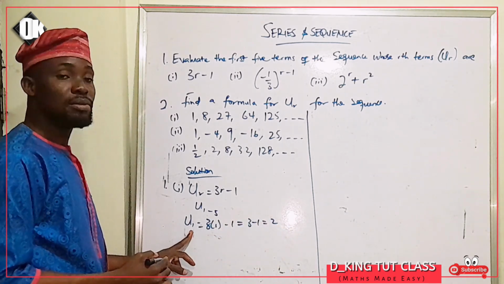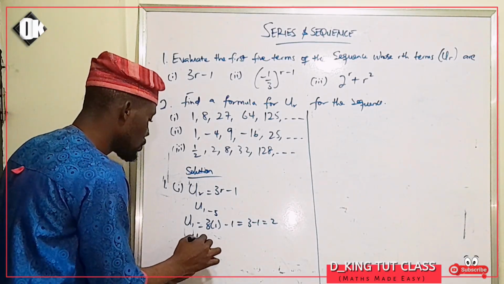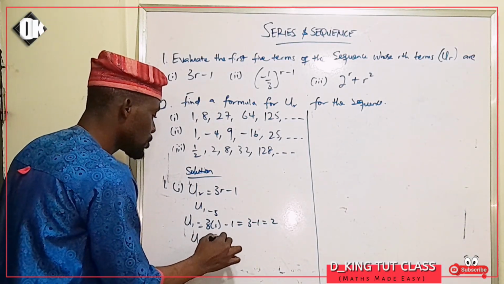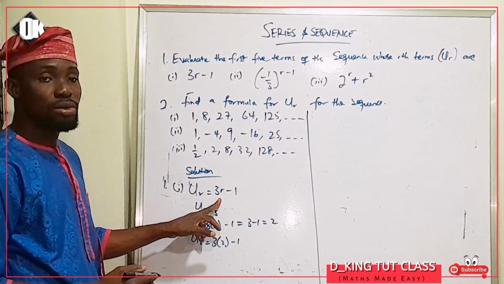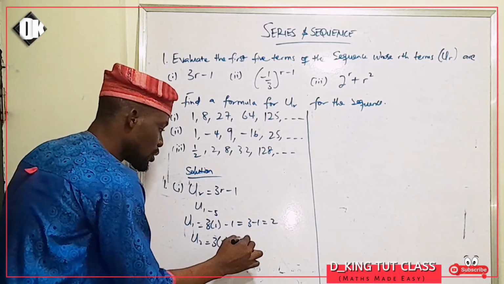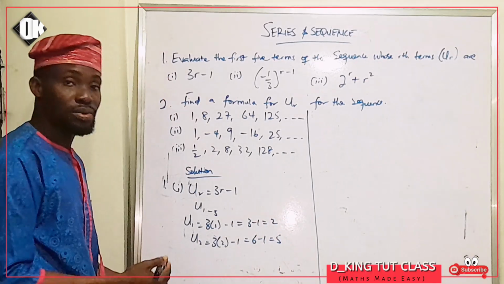So the first term is 2. Now, moving on, U2 becomes 3 times 2 minus 1. I'm still using this formula, Ur, which now becomes 6 minus 1, and that's 5. And so on and so forth.